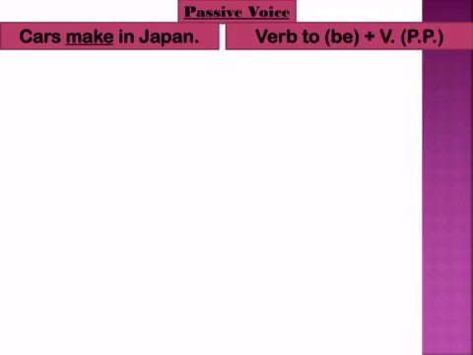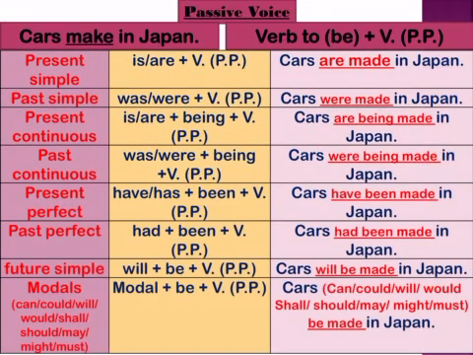Simply, we use the verb to be in the tense of the sentence plus the verb in the past participle. What do I mean by the tense of the sentence? Because we have many tenses. If we are in the present simple, we use is or are plus the verb in the past participle. So cars are made. But if it is in the past, I use was or were plus the verb in the past participle.